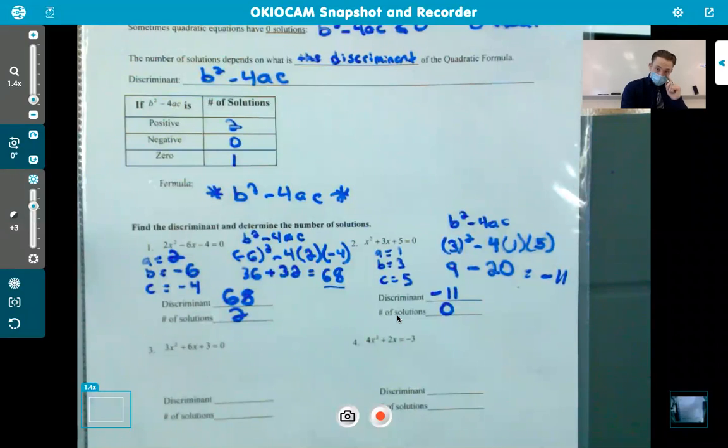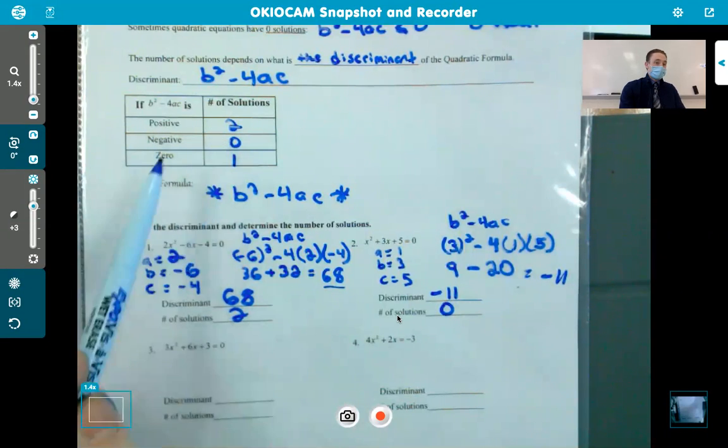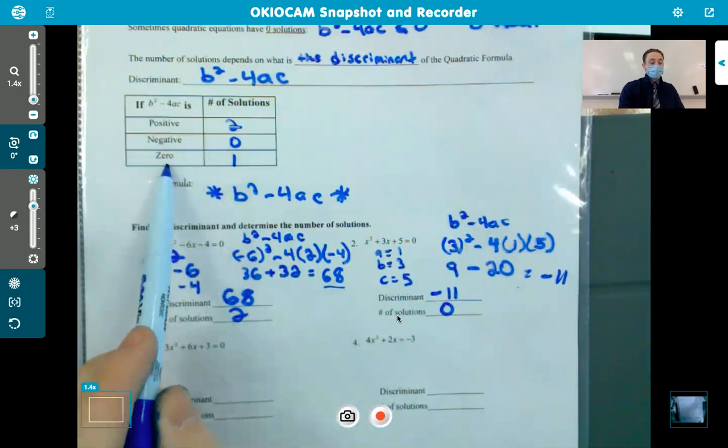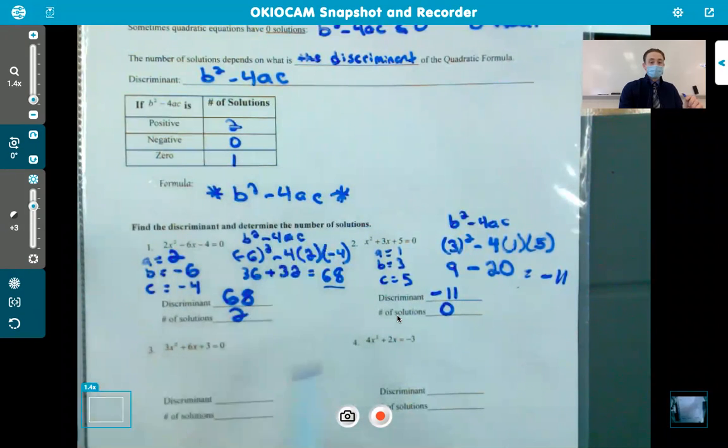Wait, hold on. This is Stackhouse. I have a question. Yeah. So let me make sure I have this right. So if it's a negative number, it has zero solutions. If it's positive, it only has two. Yes. If it's positive, it has two. If it's negative, it has zero real solutions. And then if it's zero itself, so we'll see an example in a second where if we get zero for the discriminant, we have one solution. Okay, that makes sense now.